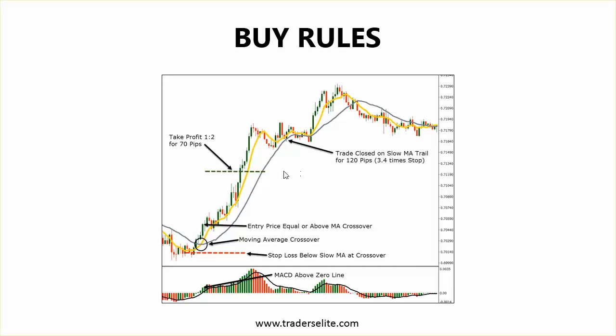Now, the other way to do it, other than hard targets, actually you've got a 1-to-3 risk reward ratio here, is when the price comes back down and hits the slow moving average, that can indicate your exit out of the market. In this case, the trade closed on the slow moving average trail for 120 pips, around 3.4 times the value of the stop. So it's really important when you see a trade to make sure that there's potential reward there. And what I mean by that is you've got to have a good risk reward ratio.